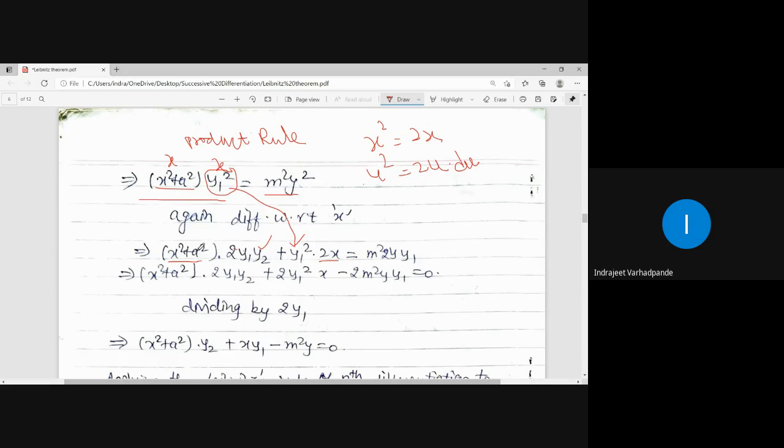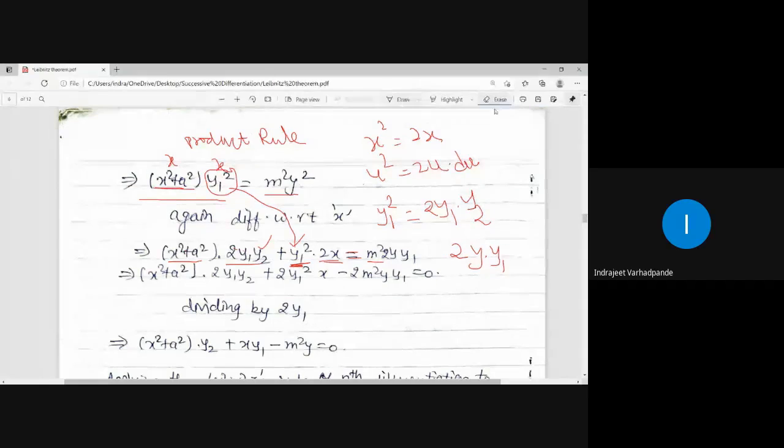Product rule: first into derivative of second. The derivative of y1 square is compared with u square, so it is 2 into y1 into the derivative of y1, which means y2, the second derivative, plus y1 square as it is, the derivative of x square plus a square is 2x, is equal to m square constant, the derivative of y square is compared with u square, 2y into the derivative of y, which is y1. Clear? Yes, sir.